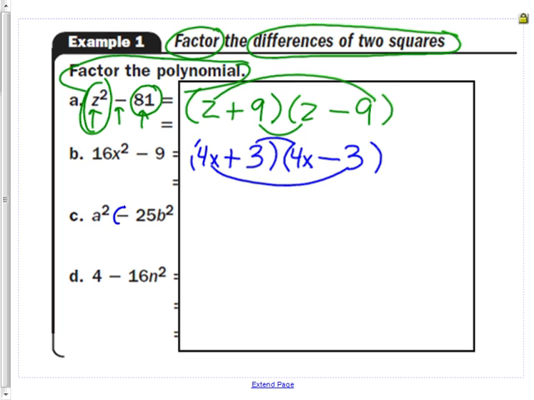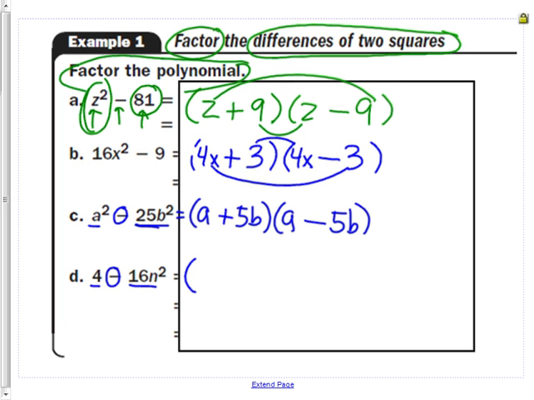Here's another one, the difference of two squares. So it was the result of multiplying these factors, the sum and difference pattern. Square root of a squared is a. Square root of 25b squared would be 5b. So we're seeing our old friend, the sum and difference pattern. One more time, the difference of two squares. It was the result of a multiplication of the sum and difference pattern. Square root of 4 is 2. Square root of 16n squared is 4n.